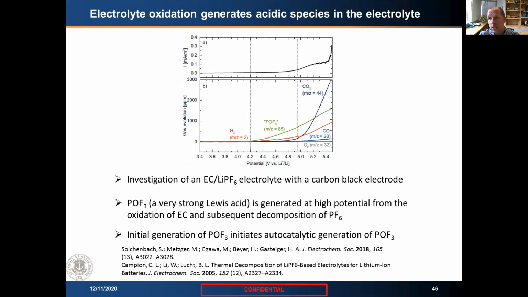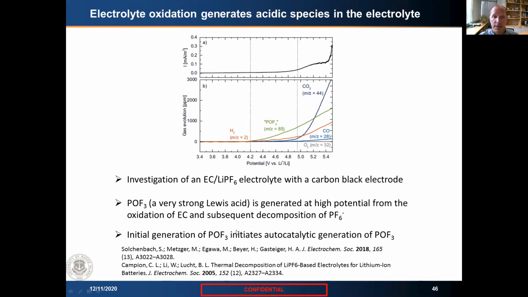So, as I've mentioned already, the electrolyte oxidation on the cathode can not only result in transition metal dissolution, but there's also been reports that the electrolyte oxidation on the cathode generates acidic species. So this was an investigation by Hubert Gasteiger and coworkers, where they investigated an EC-LiPF6 electrolyte with a carbon black electrode. And what they observed was at relatively moderate voltages, 4.5, 4.6 volts, they start to generate phosphorus oxyfluoride, which is a very strong Lewis acid, the same decomposition product that's observed from the thermal decomposition of LiPF6.